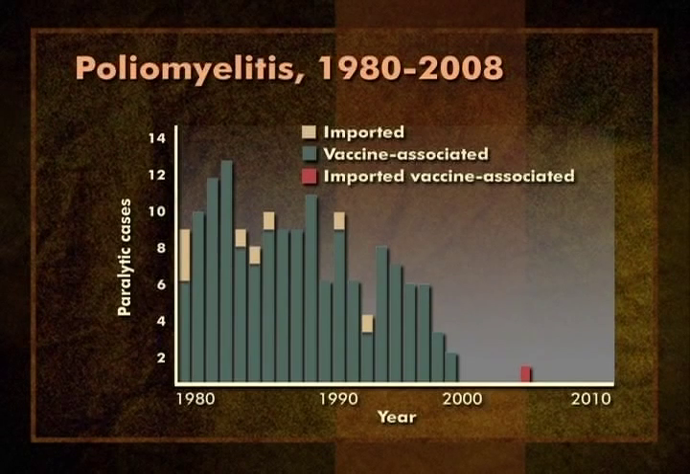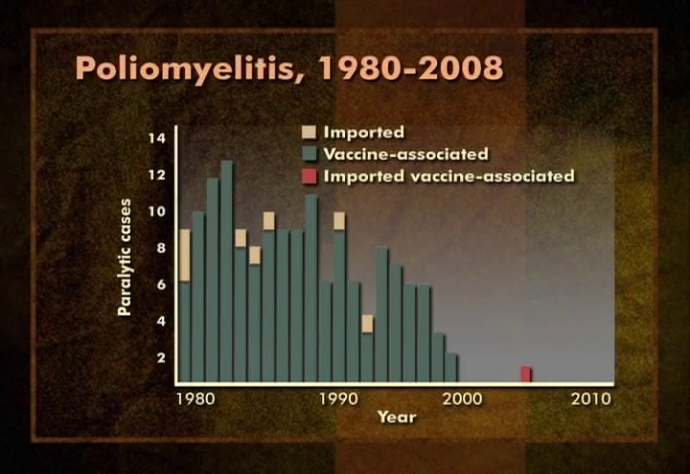The last imported case occurred in 1993. The remaining 150 cases, or 95% of all cases reported since 1980, were caused by polio vaccine virus, shown in the green bars on the graph. In fact, every case of paralytic polio acquired in the United States in 1980 through 1999 was caused by vaccine virus.